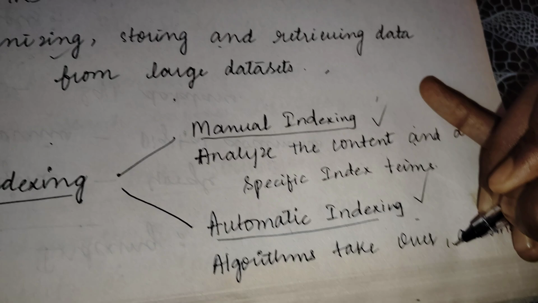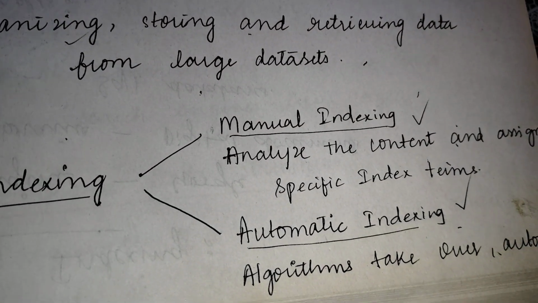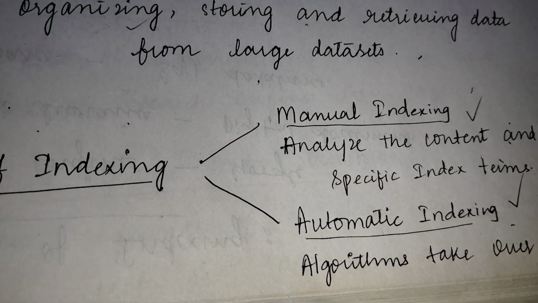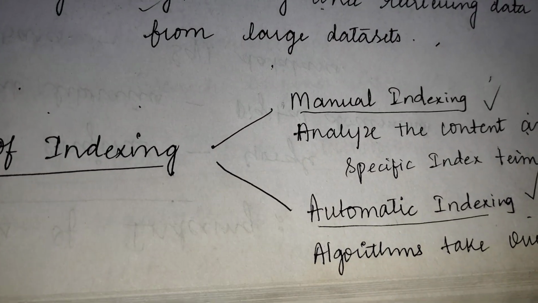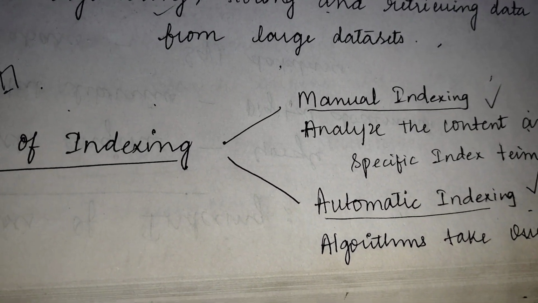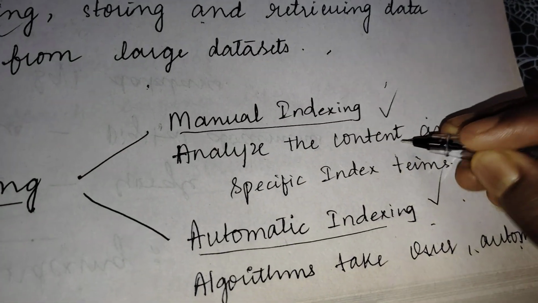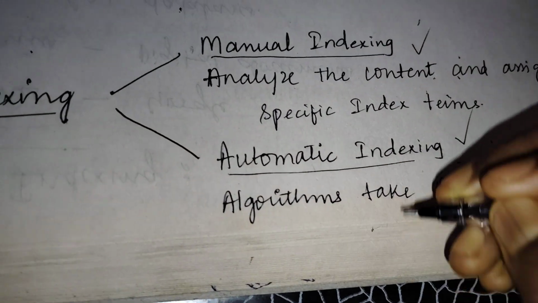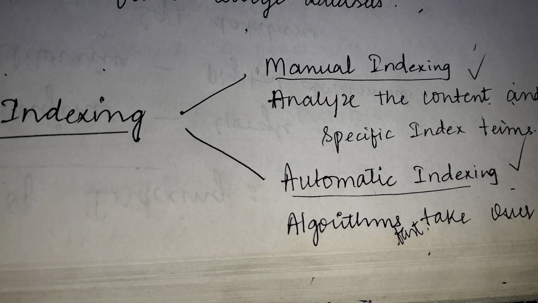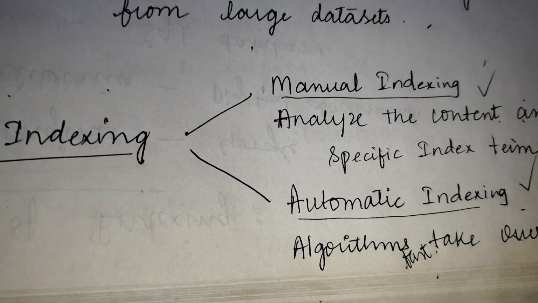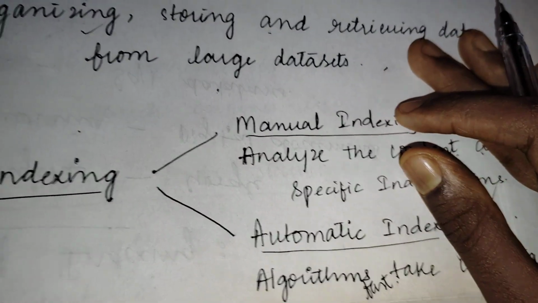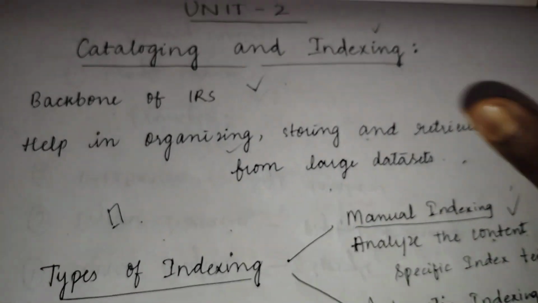When it comes to automatic indexing, here algorithms take over everything. There are no experts analyzing the content or assigning specific index terms, but algorithms take over, and the analyzing and indexing of content is done automatically. Comparatively to manual indexing, it is very fast and it can handle large data sets, but sometimes it lacks the nuance of manual indexing. So these are the two types of indexing.